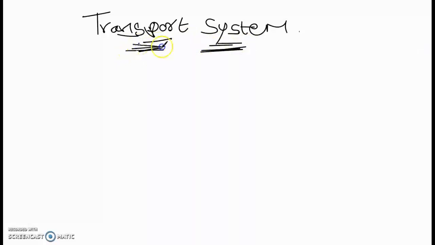So just like how the transport system is important in the outer world, in the same way the transport system is highly important inside the human body. Transport system is that important. So what is that system that does the transportation of various materials across the human body? That is the circulatory system.